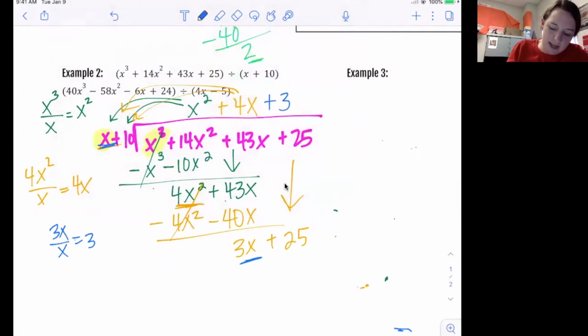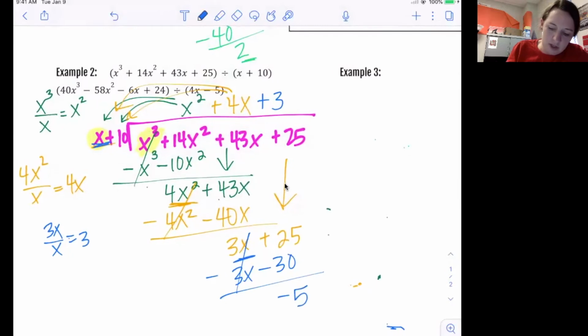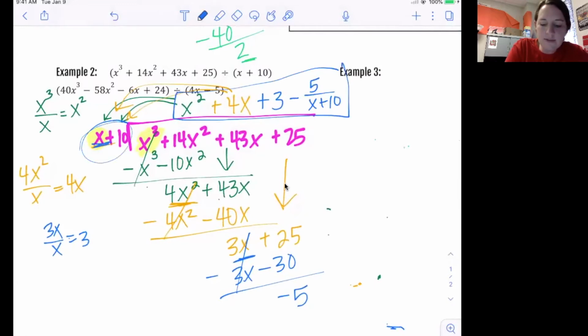Multiply 3 times x is 3x. 3 times 10 is 30. Subtracting means we're going to change the signs. I have a negative 5. There's nothing left to bring down, so negative 5 is my remainder. Remember, we're going to write the remainder as a fraction, minus 5 over what I'm dividing by, so x plus 10. So my answer to this division problem is x squared plus 4x plus 3 minus 5 over x plus 10.